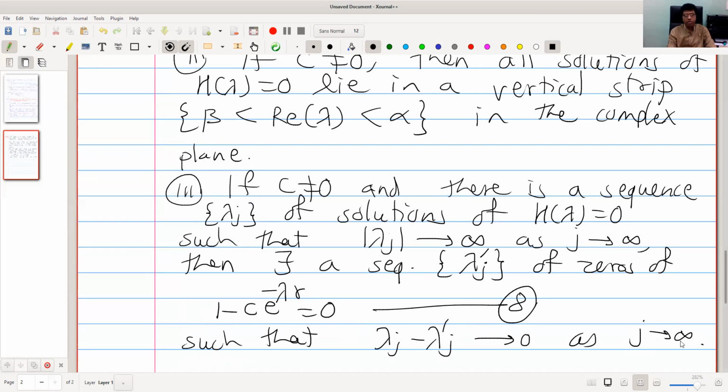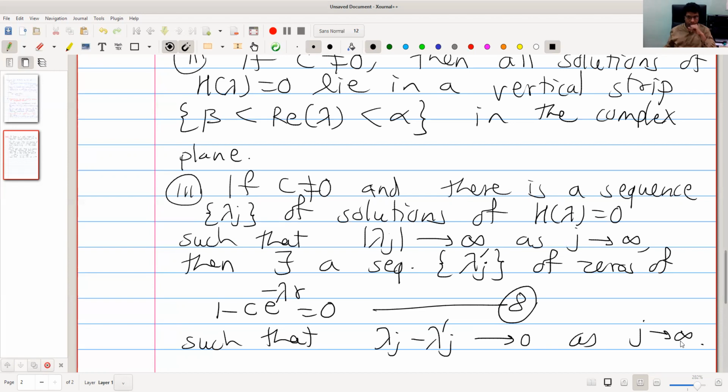Okay, so again we assume c non-zero, and if there is a sequence of solutions, that means a sequence of characteristic roots, such that mod of lambda j is tending to infinity, that means these roots are going away from the origin. So this sequence lambda j is tending away from the origin, so that mod is tending to infinity.